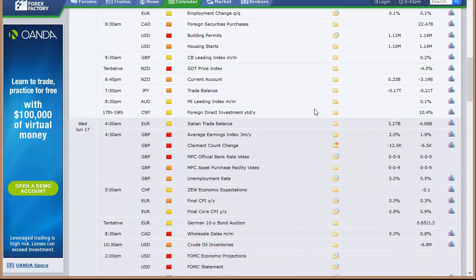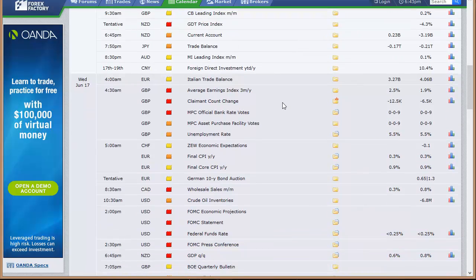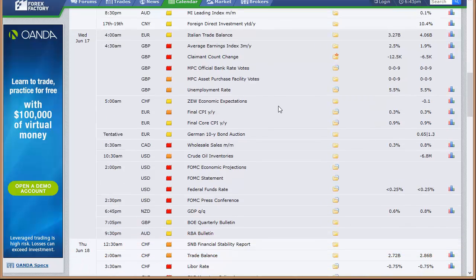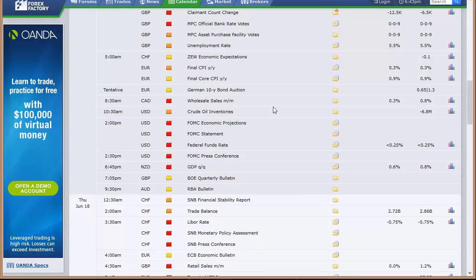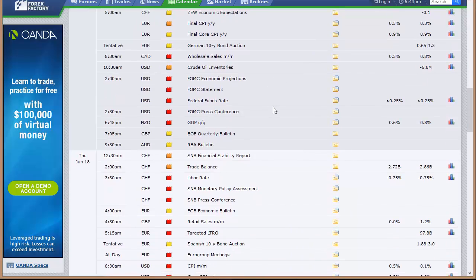Canada, foreign security purchases, U.S. building permits and housing starts, UK's CB leading index, New Zealand current account and GDP price index, Japan's trade balance, MI leading index out of Australia, and then going into Wednesday, Italian trade balance, we've got unemployment rate and earnings data out of the UK, ZEW economic expectations out of Switzerland, CPI out of Europe, German 10-year bond auction, wholesale inventories out of Canada, crude oil inventories out of the US.